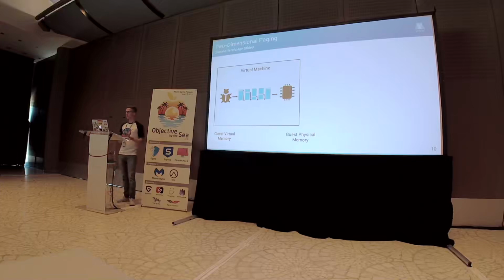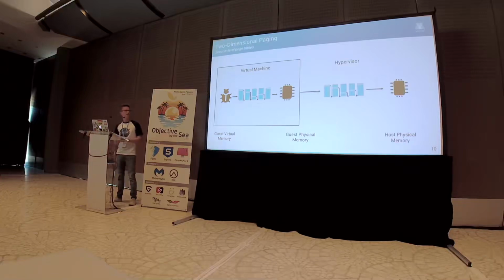Because VMs can't be allowed to access memory of the host directly, because if they could, they could potentially also change memory of the host, or change memory of other VMs running on the same host. So for this reason, to isolate the VMs from each other and restrain them to their set of memory, we apply the same technique again. And these are called the second level page tables, and that's where the name two-dimensional paging comes from.